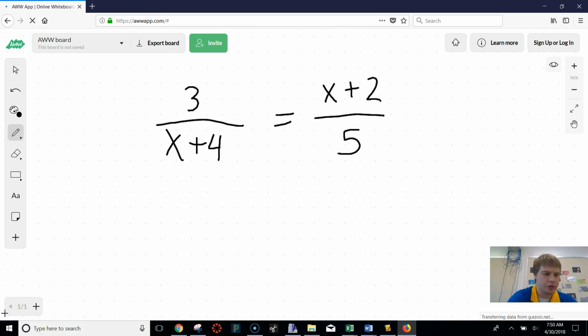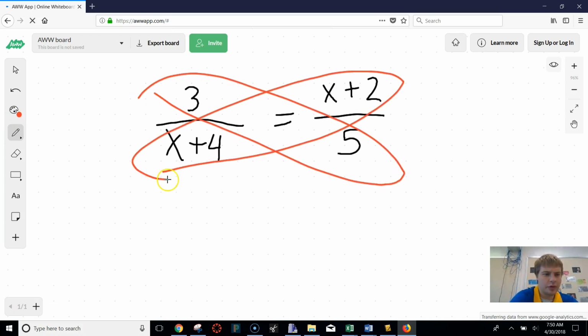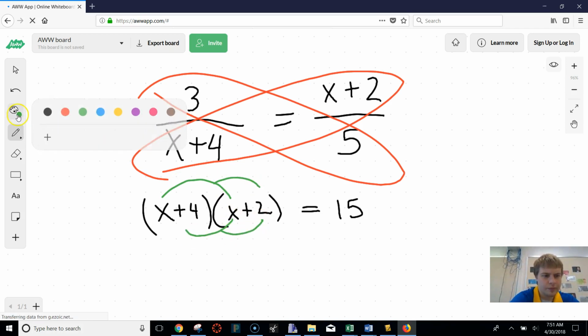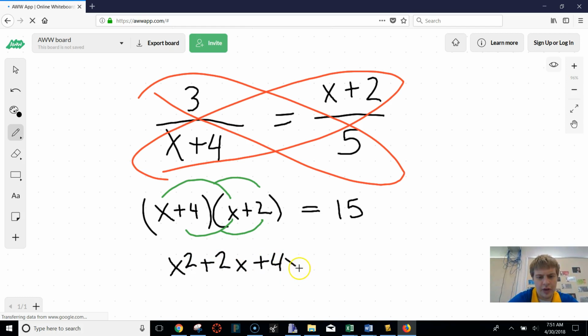Okay, so we have a proportion. So anytime we see a proportion, we have to cross multiply. So we're going to multiply here, multiply here. So when I multiply the x's, I'm going to get x plus 4 times x plus 2. And then when we do 3 times 5, we're going to get 15. What I'm going to do from here is distribute to see what I get. And so I'm going to get x squared plus 2x plus 4x plus 8. That's going to equal 15 on this side.